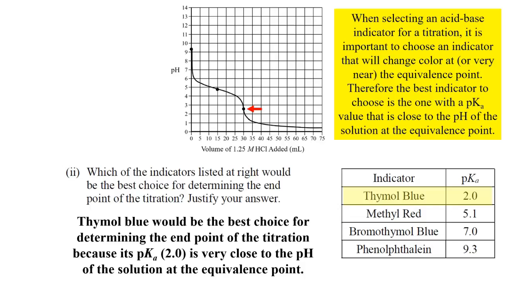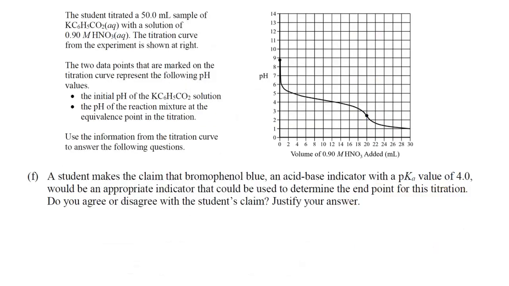So for this question, which is a different question, thymol blue was the best choice for determining the endpoint of the titration because the pKa of thymol blue, 2.0, is close to the pH of the solution at the equivalence point, which is around 2.5. All right, now back to part F.